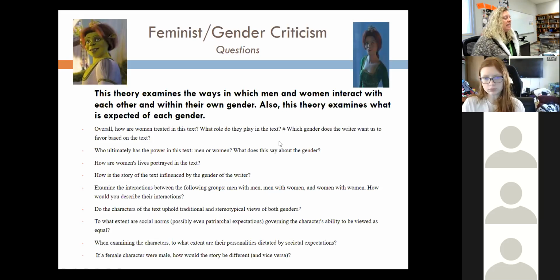But your idea is when you are reading and you are asked to look at these through these particular lenses, you need to make sure that you are asking yourself these types of questions. You are saying, how is the text influenced by the gender of the writer? So the writer of the Crucible is what? What gender is the writer of the Crucible?